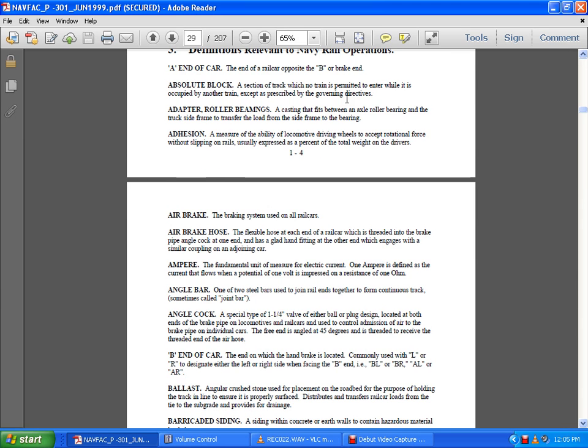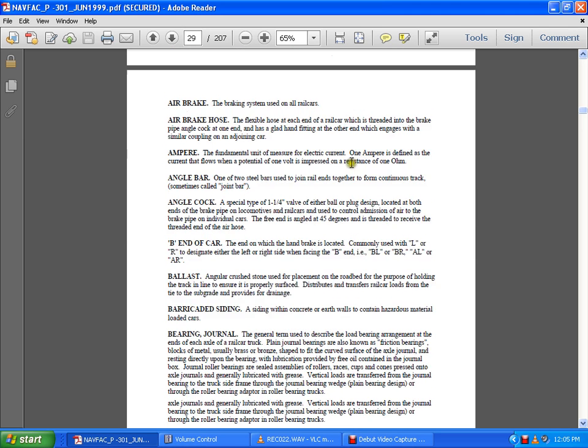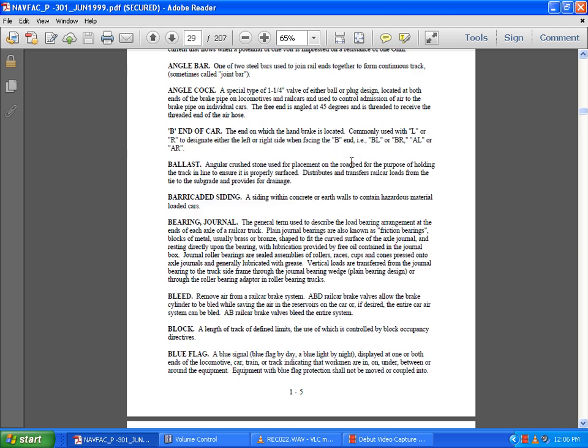The B end of the car, the end at which the handbrake is located, commonly used with L and R, designating either the left or the right side of the car when facing the B end, i.e. BL or BR, or AL or AR.